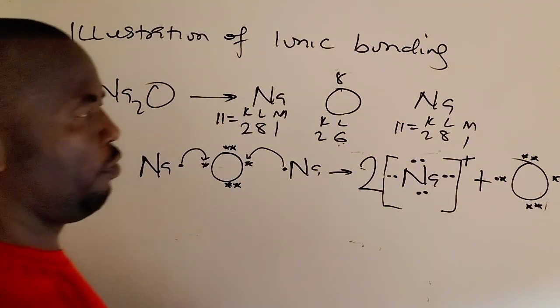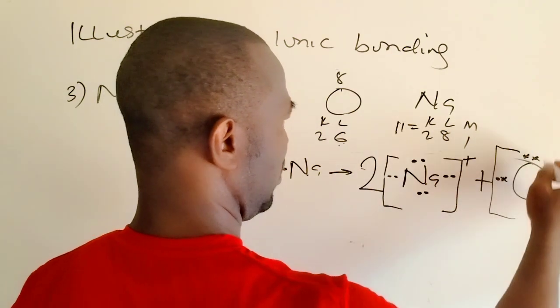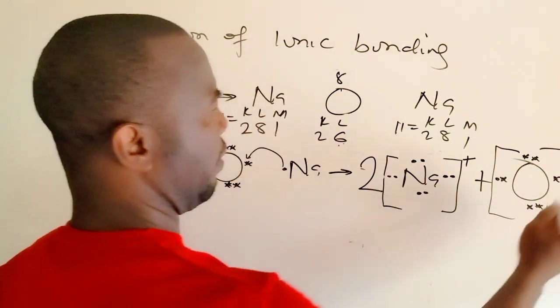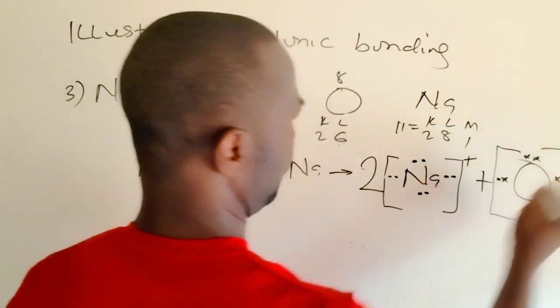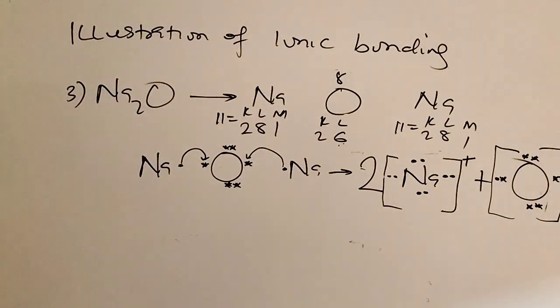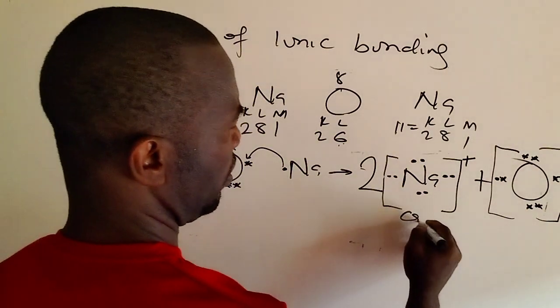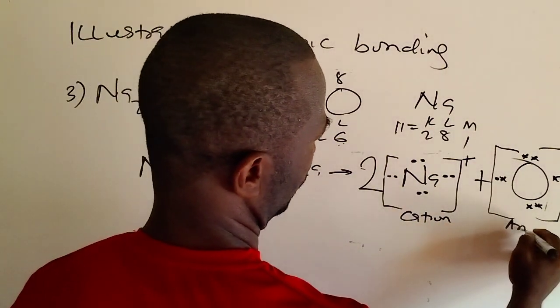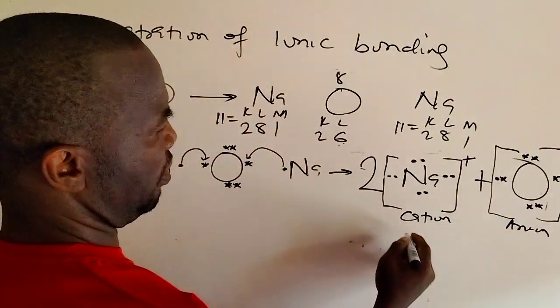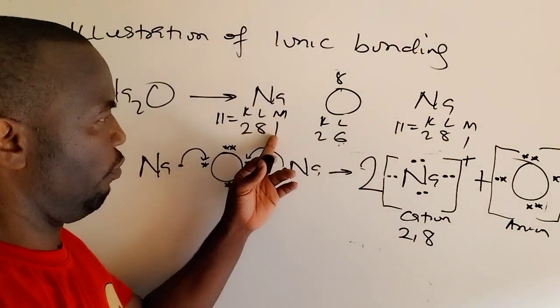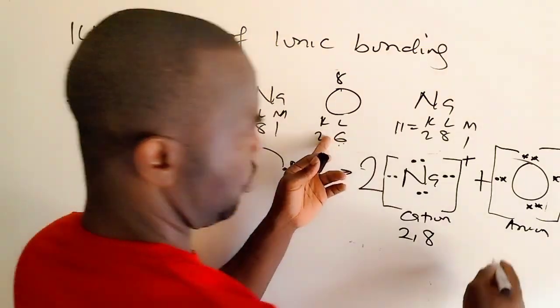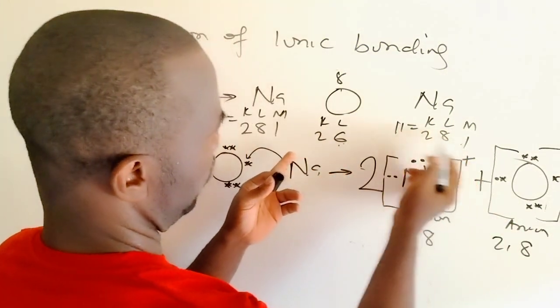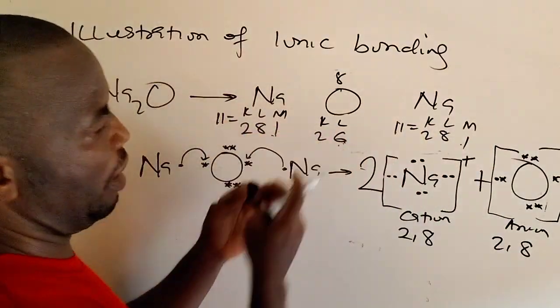So you now have this, bracketed, again 2. You now write 2 negative as the charge. So this is the cation, this is the anion. The electronic configuration is now 2,8 after losing 1 for each of the sodium. This one becomes 2,8 after accepting 1 each from the 2 sodium atoms.